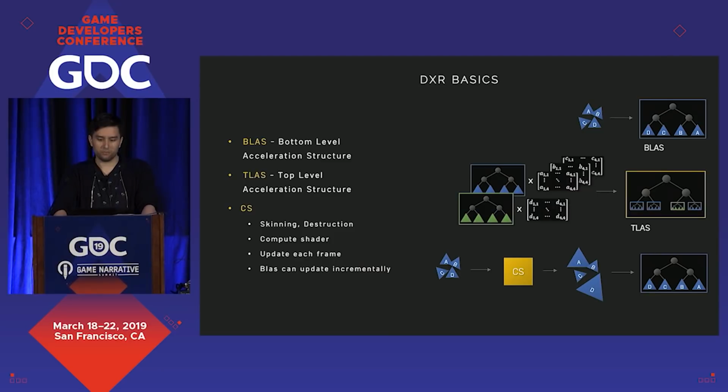Then you have objects that are not static and need to be updated each frame. For those, we run a simple compute shader that transforms the vertices and then rebuild the bottom level acceleration structure. This process is repeated each frame, and this can be quite expensive.